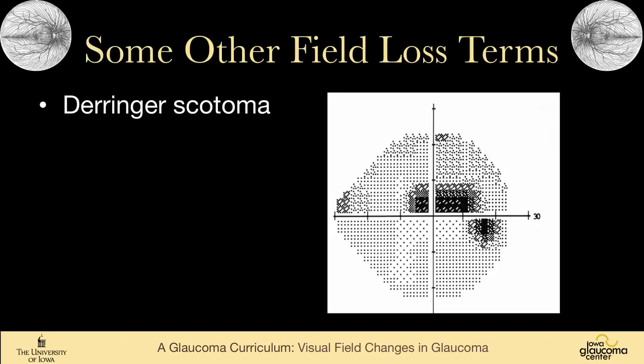Some other visual field loss terms you'll hear. Some people would call this field a Derringer scotoma because it looks like a little pistol. This is the handle. This is the barrel of the gun. These steep, deep field losses that come from the blind spot extend through fixation may be more common in patients who have normal pressure glaucoma.